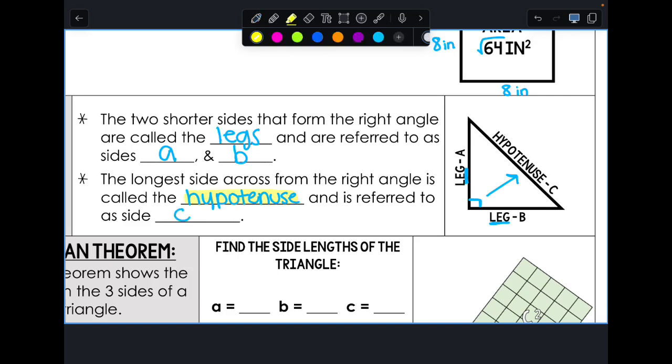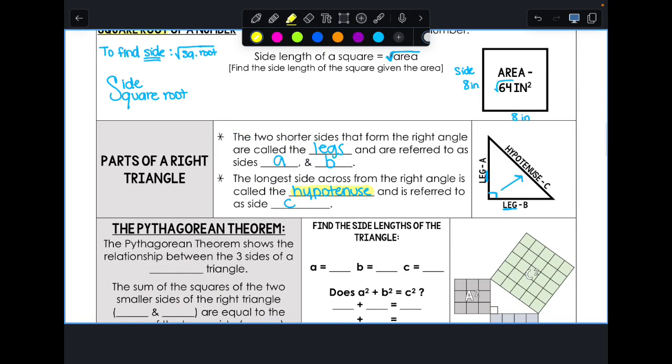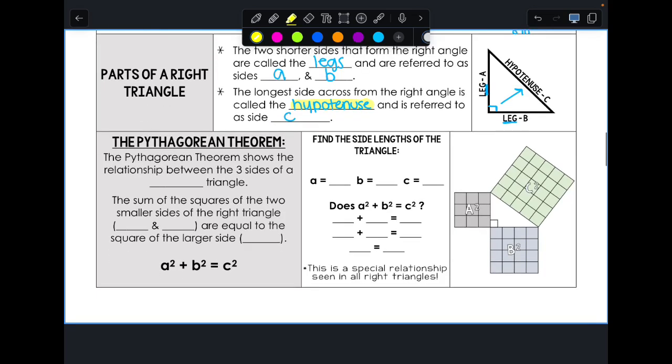Okay, now last year I made the mistake. That was my fault. I didn't emphasize that, and then there was a question on the STAR test that asked about the hypotenuse. But I always focused on side C. But no, side C is the hypotenuse. The longest side, the hypotenuse. And we'll repeat that over and over until we get it. All right, those are the parts of the triangle.